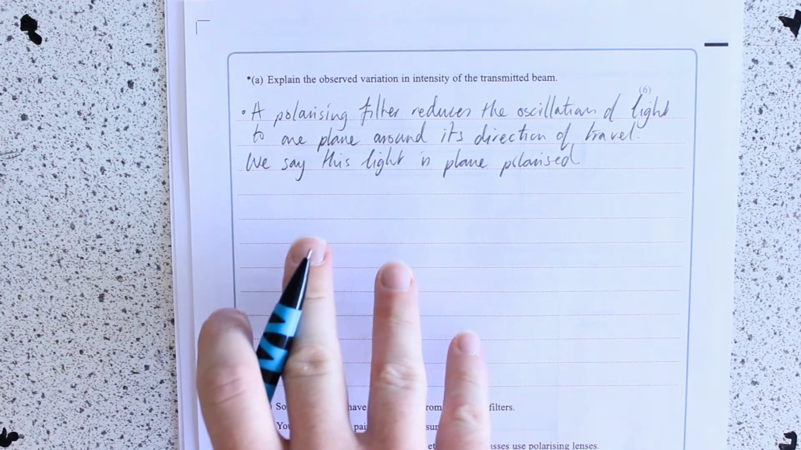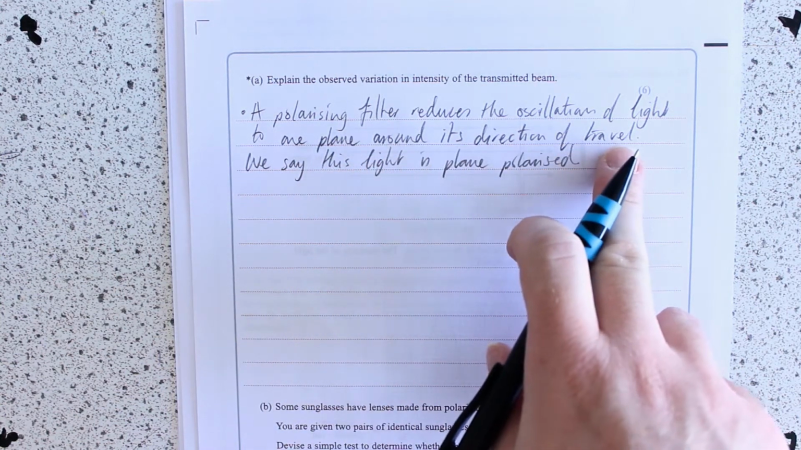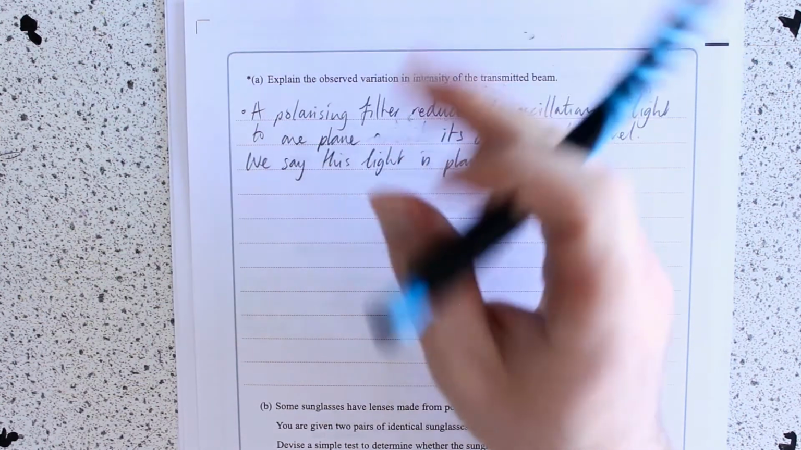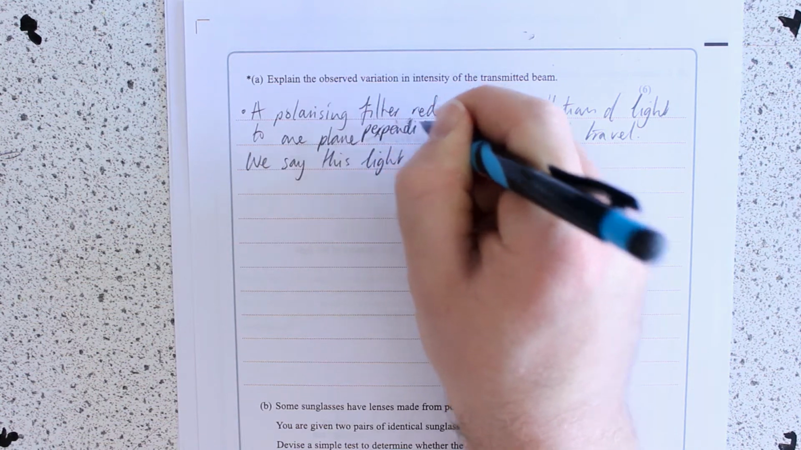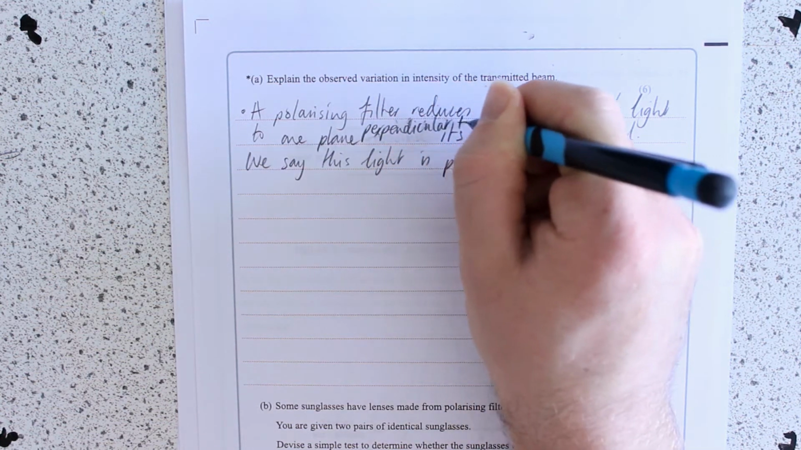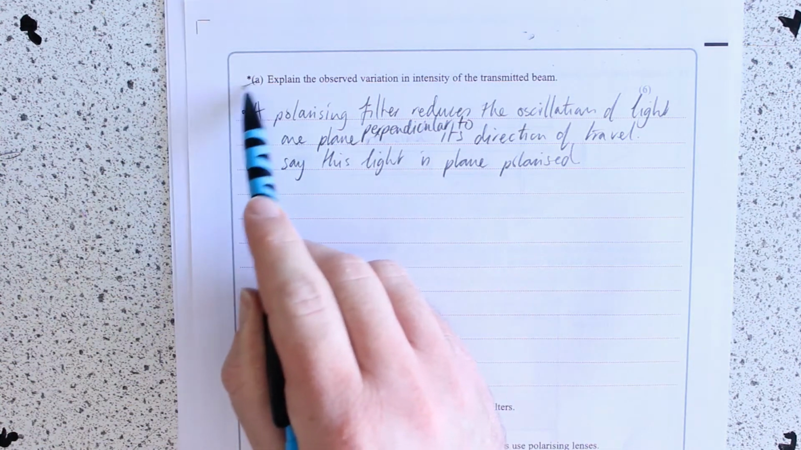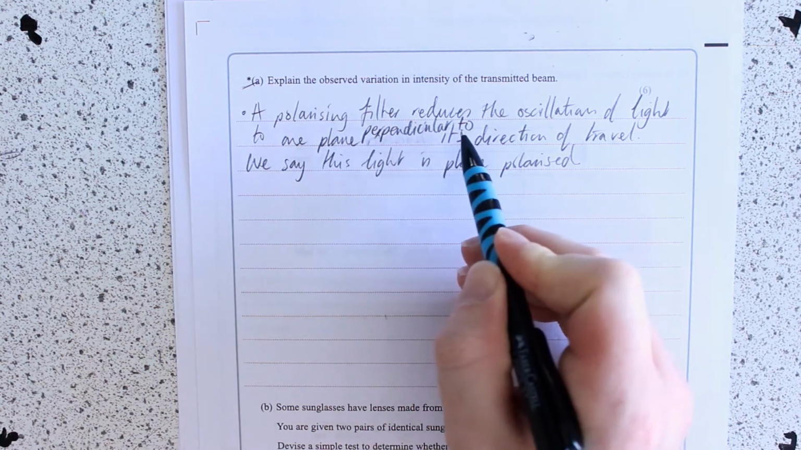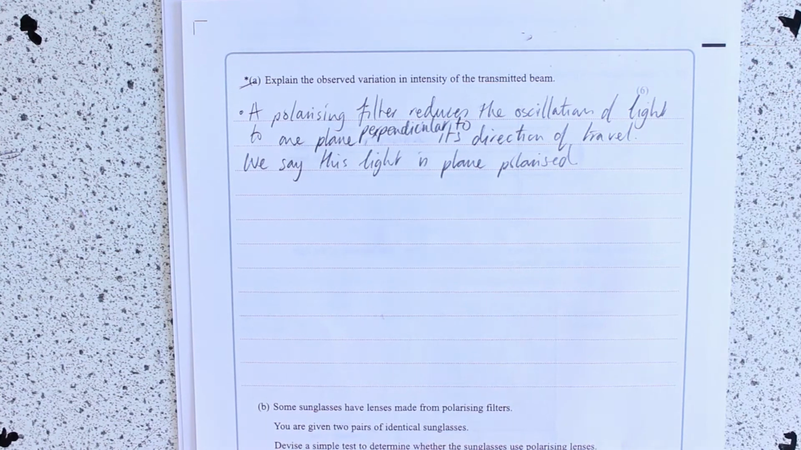As I write, I'm going to reread and think: restrict the oscillation to one plane around its direction of travel. I can improve that probably to one plane at 90 degrees to it, or perpendicular. Okay, and don't be afraid of doing that. It's quality of language. Just put a line through it, right above it, or put an asterisk and write here or something. Do edit your writing as you go.